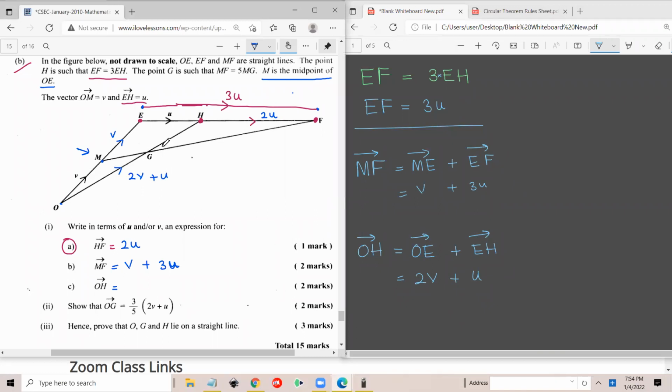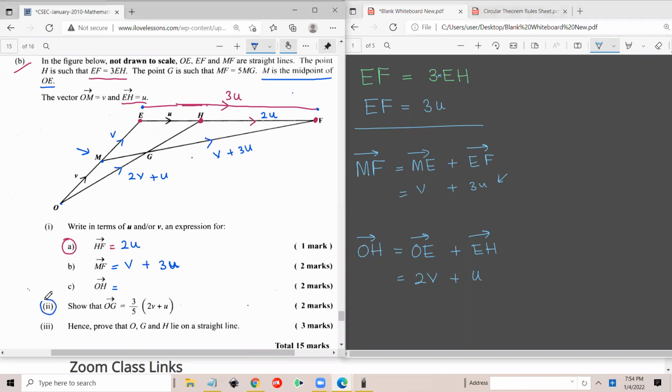I should update my diagram, right? And from M to F, I should put in my values, V plus 3U. Update your diagrams, huh? From M to F, remember we have that value. And from O to H, we have the value. All right. This is where it gets complicated now, right? This is not the complicated part. We only did the easy part.